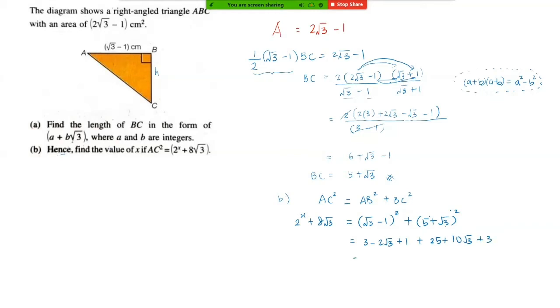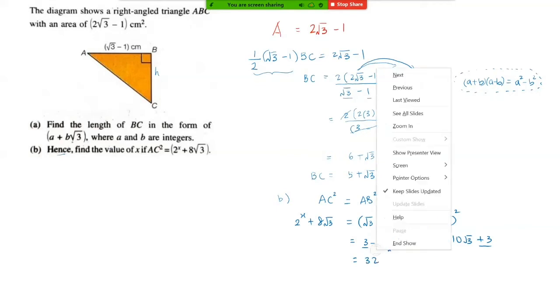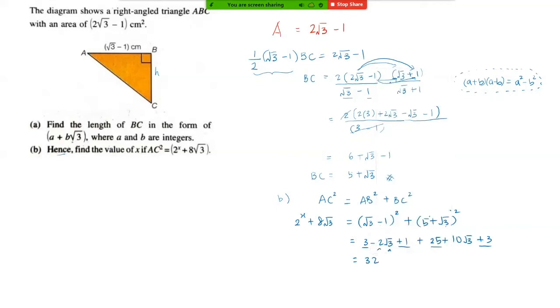And let's combine all the constants. We have 3 plus 1 plus 25 plus 3. All in all, we have 32. And then next, the terms with √3, we have negative 2√3 and positive 10√3. It's like the same thing. You have 10 balloons, you take away 2 balloons, you're left with positive 8 balloons.